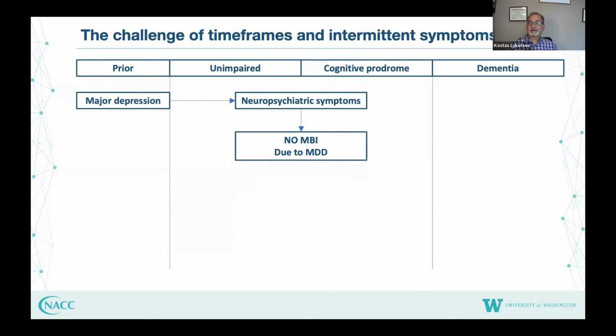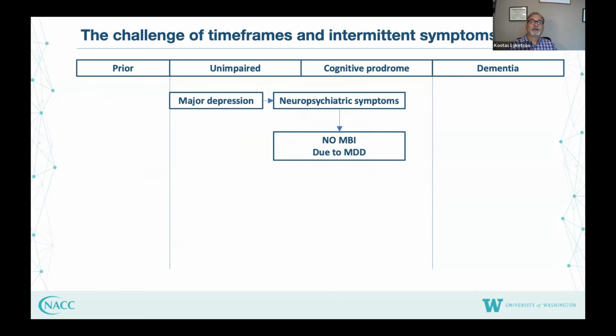And there's also the possibility that someone who has neuropsychiatric symptoms, who had a history of major depression, perhaps the symptoms now are in fact either a persistence or a relapse of the typical depressive illness this person has had, and therefore they don't have MBI because their symptoms are due to major depressiveness. And it'll be up to you all to decide whether these symptoms are impacting on the cognitive disturbance, should there be one.